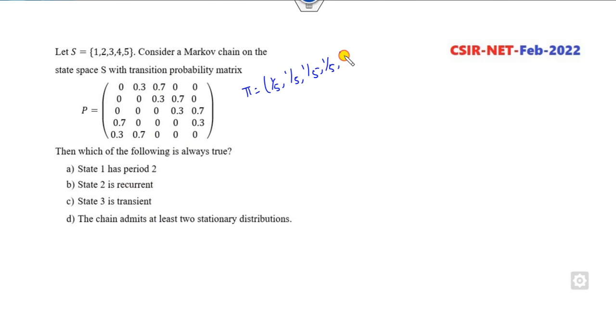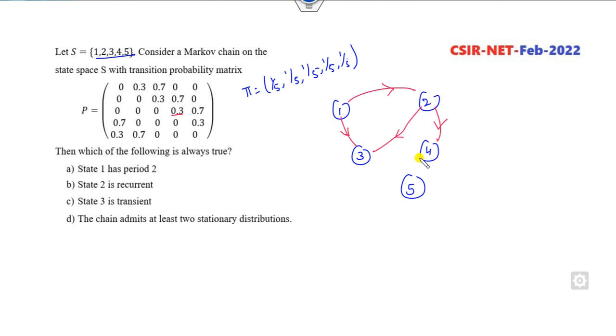So there are the states 1, 2, 3, 4, 5. So you can write 1, 2, 3, 4, 5. Fine. So 1 goes to 2, 1 goes to 3. 2 goes to 3, 2 goes to 4. 3 goes to 4. 3 goes to 5, 4 goes to 1 and 4 goes to 5 and 5 goes to 1, 5 goes to 2, that's all. Now self loop is not there, so you have to first find the period.